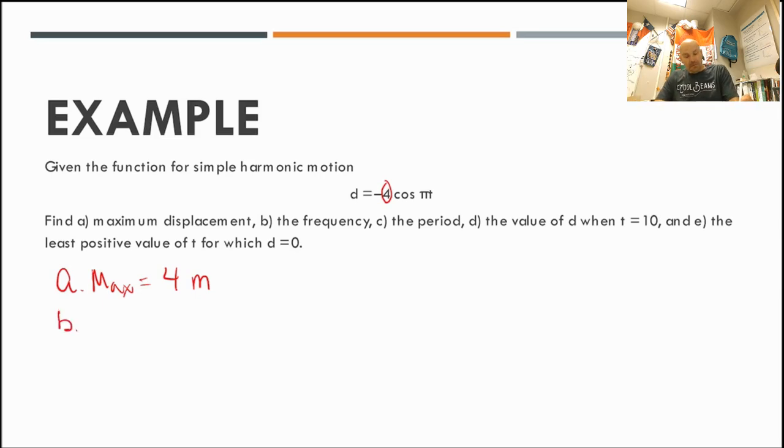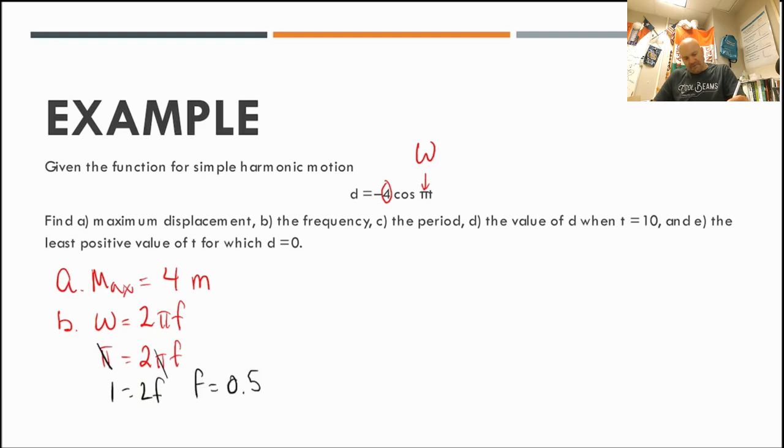Okay, part B, the frequency. So we know omega is 2 pi f, and that's what this represents. So pi equals 2 pi f. I can cancel out the pi, and so I get 1 equals 2f. So f is going to be 0.5 hertz.